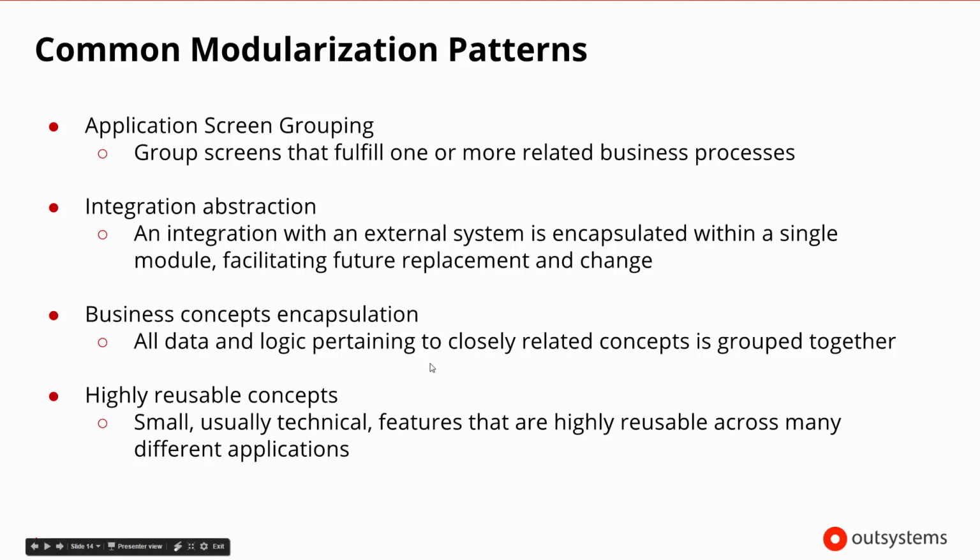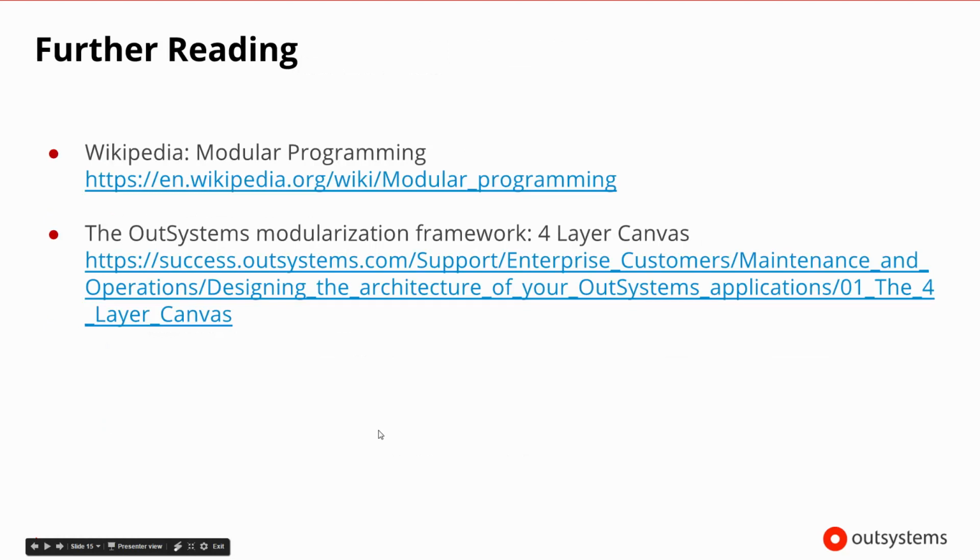We can also go ahead and encapsulate different types of business concepts. So before we saw the concept of an employee. Well, if we wanted to make an employee a core business entity, then we could go ahead and take all of the data and logic revolving around employees, put it inside of a particular module, and then make that module available. And then a lot of times we have just truly reusable concepts, maybe utilities or small technical features, and we could go ahead and use those.